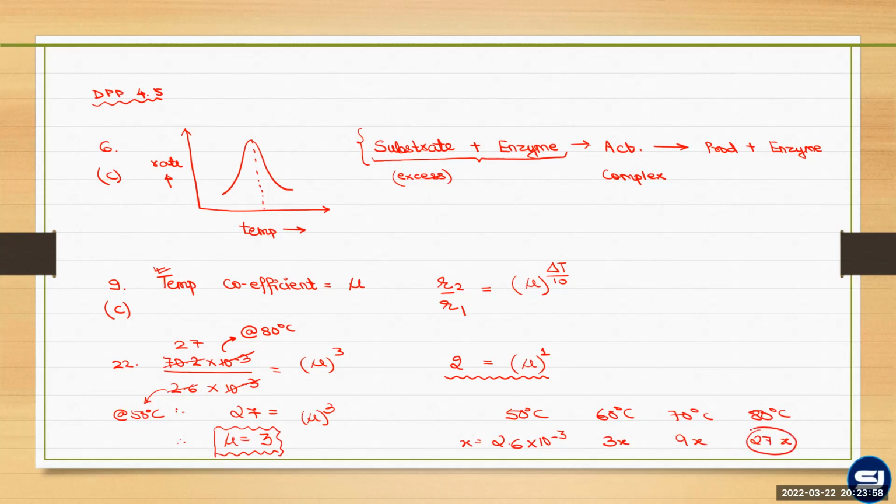Understood? This is the concept of mu. For every 10 degree rise, the rate getting doubled, tripled, or quadrupled gives you the temperature coefficient value. And to calculate it, you have this simple formula in front of you. Understood? Yes, sir. Okay, so this was a new concept, the temperature coefficient. Make a note of this.